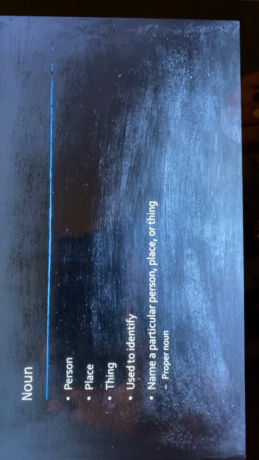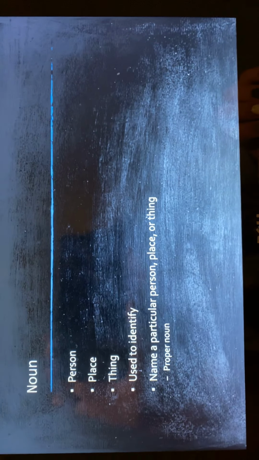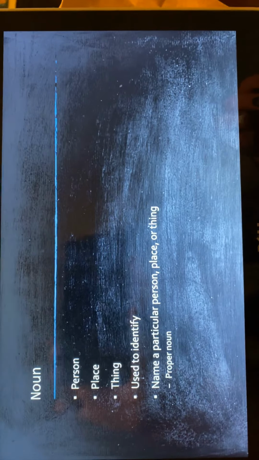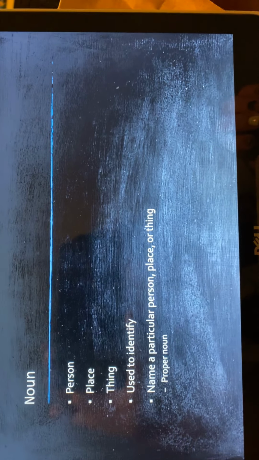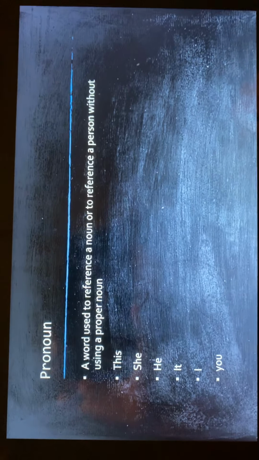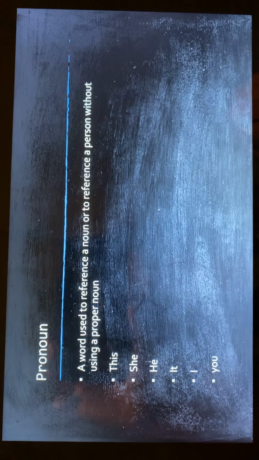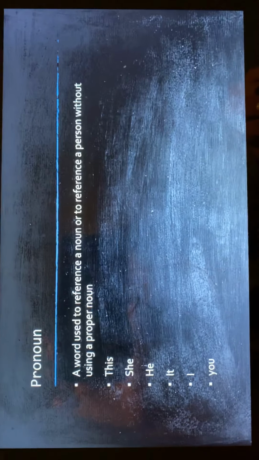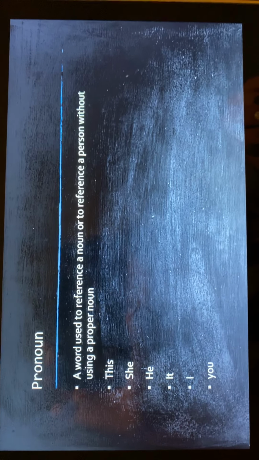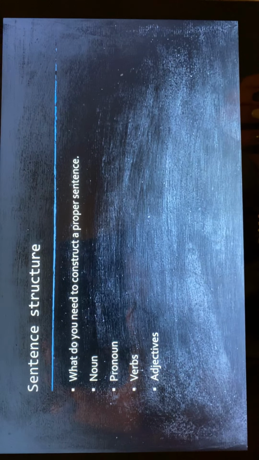So my first slide is nouns. So that's a person, place, or thing used to identify. We talk about proper nouns. Then we'll move on to pronouns, and that's a word that references a noun and references a person without using a proper noun. So I have examples like this, she, he, it, I, and you.